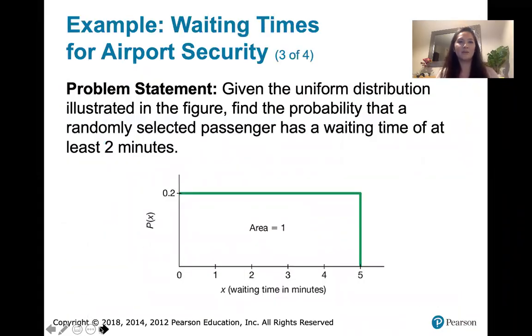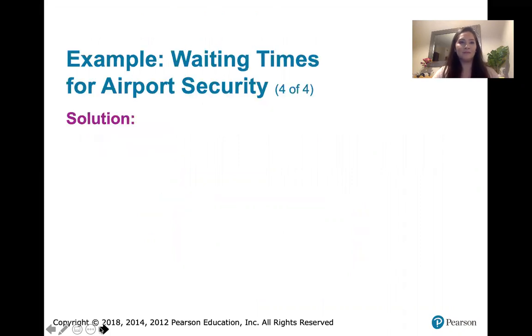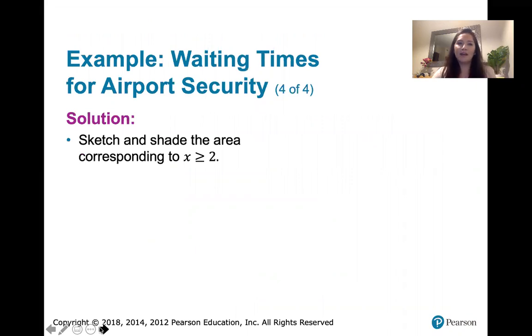So now let's look at a problem statement. It says, given the uniform distribution illustrated in the figure, find the probability that a randomly selected passenger has a waiting time of at least 2 minutes. In order to find the probability that someone has a waiting time of at least 2 minutes, I'm going to sketch and shade the area corresponding to x being greater than or equal to 2, because that means you're waiting 2 minutes or more than 2 minutes.